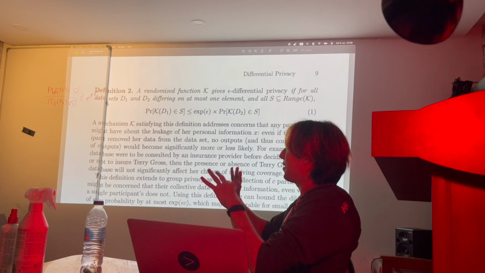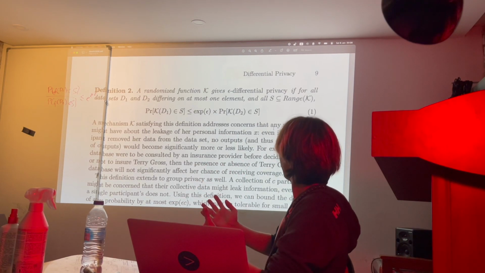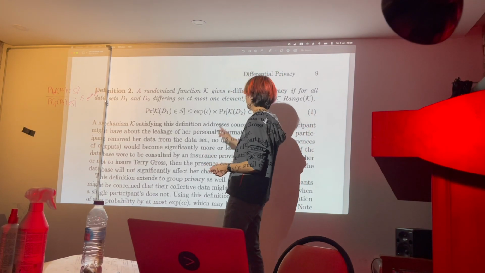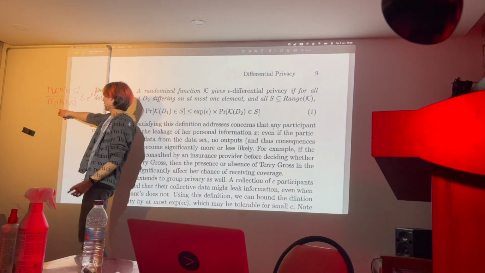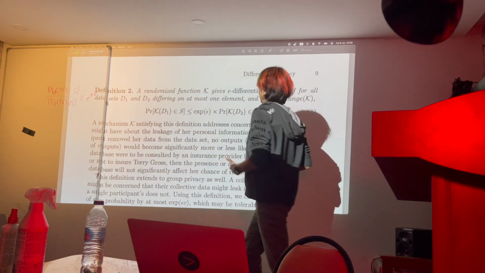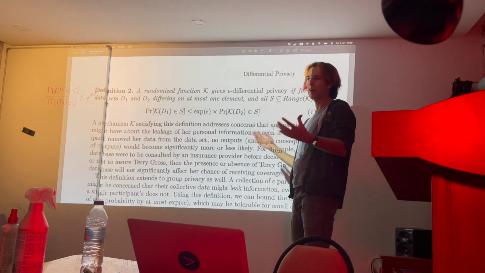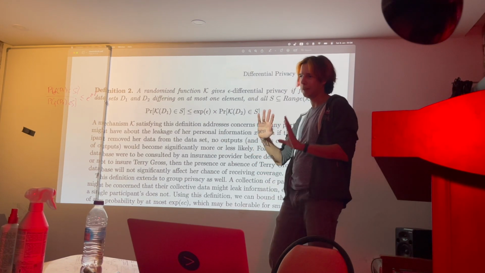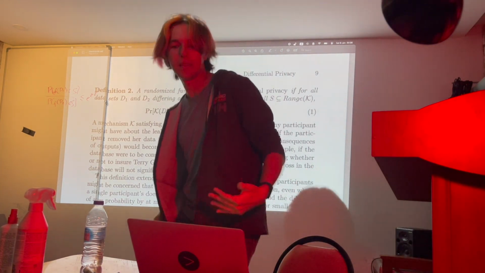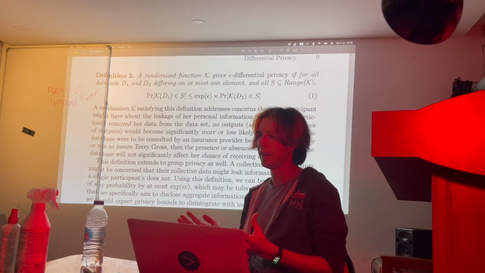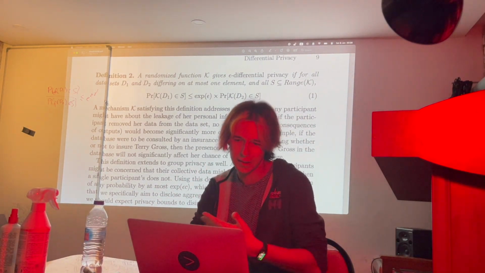So this is the basic construction. What we defined here is that in the slides kappa and on the whiteboard f. F is a randomized function which gives epsilon differential privacy. So epsilon is the privacy budget. And then we can talk about whether a particular function satisfies this definition.